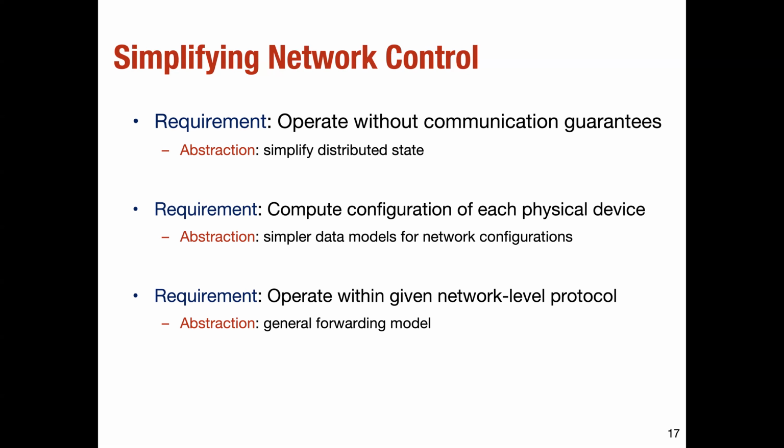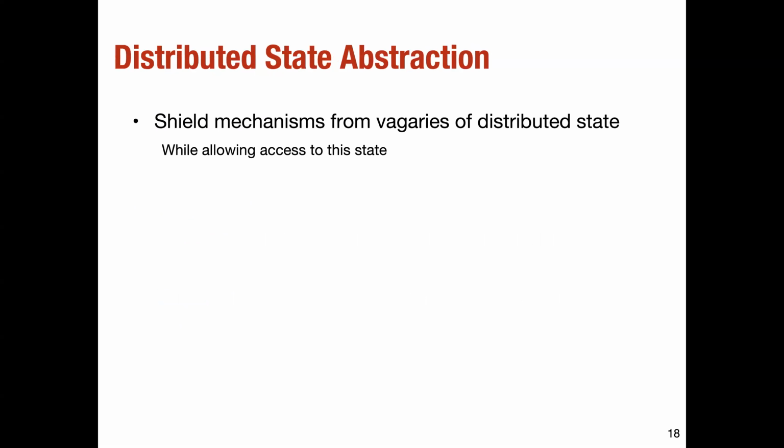So let's start with the first abstraction, which is the distributed state abstraction, right? This abstraction is required so that we can shield the mechanisms from the vagaries of distributed state, right? We want the control programs to have access to the state of what different routers are seeing, but we don't want these control programs to worry about the mechanisms of how that is achieved, right? That detail has to be abstracted away or hidden away when we are thinking about control programs. So think about Dijkstra. When we talk about the Dijkstra algorithm, all it needs is a map. How that map is generated is something that should be abstracted away, right?